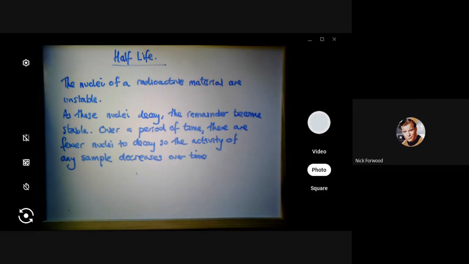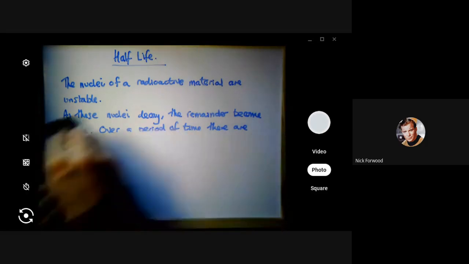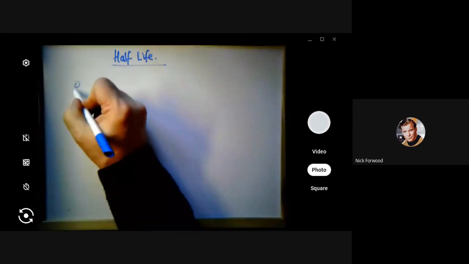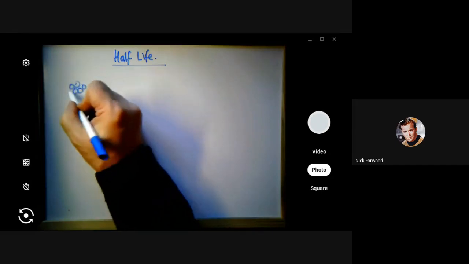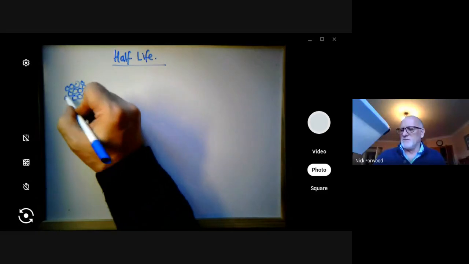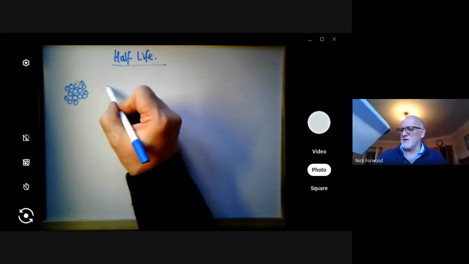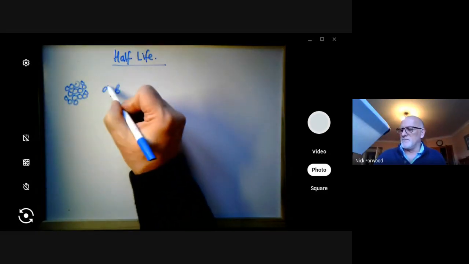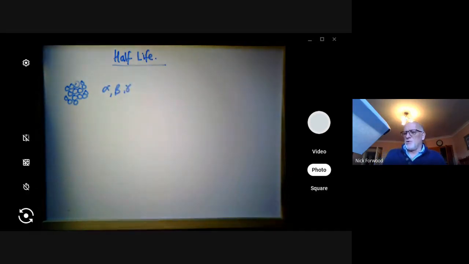Okay, so let's imagine, I hope you're going to get all that written down because I'm going to rub that out. Let's imagine that I have just one nucleus, and I want to see for how long is it going to hang about and be radioactive before it gives out either alpha, beta, or gamma. How long is it going to last for? How long is its life? How long is it going to be radioactive for?